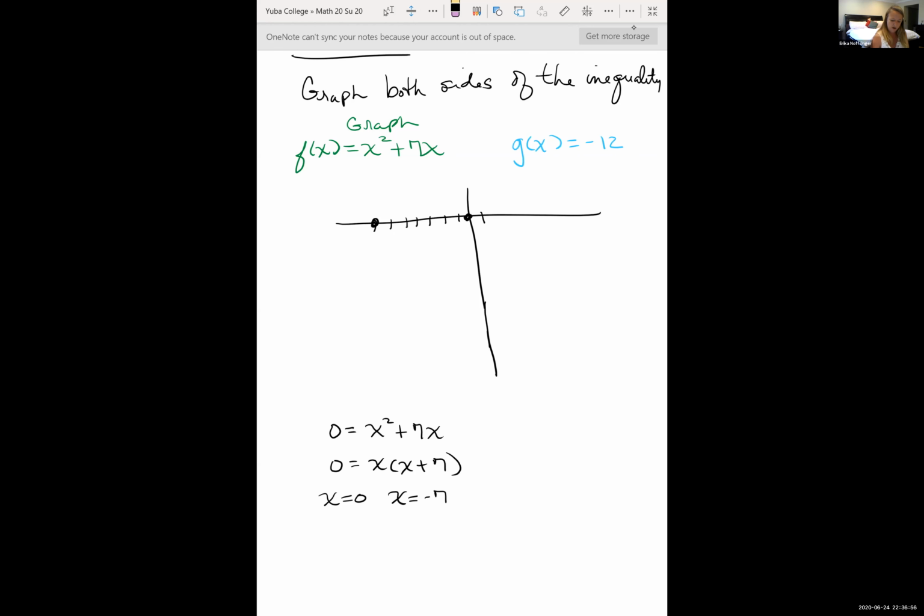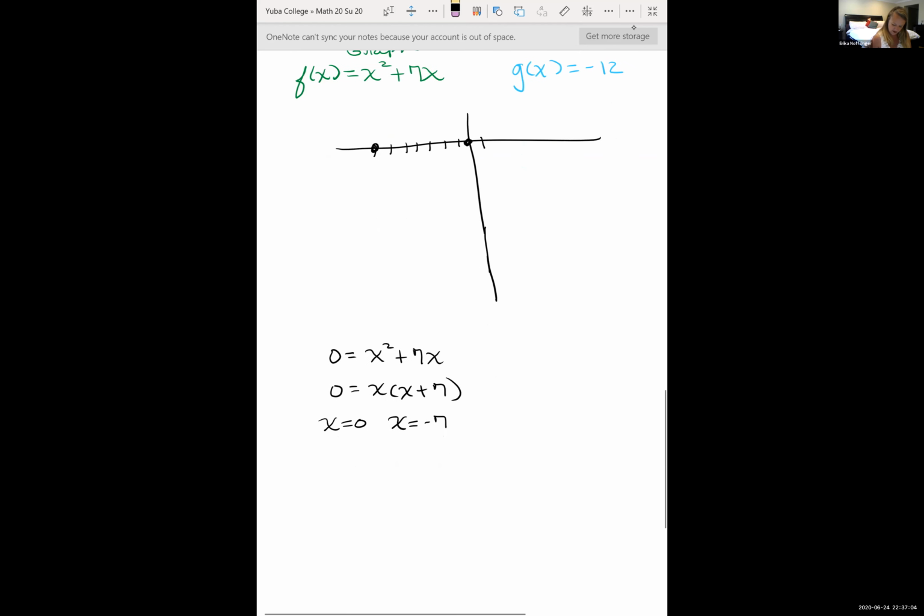We can find out what our vertex is by looking at -b over 2a. So our b value is 7, so -7 all over 2 times 1. So -7/2, which is -3.5.